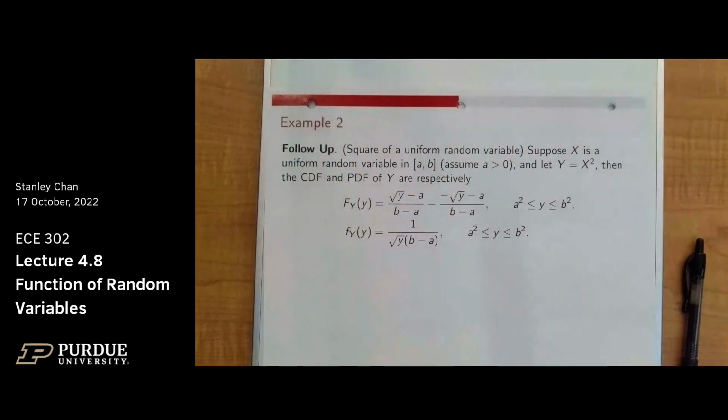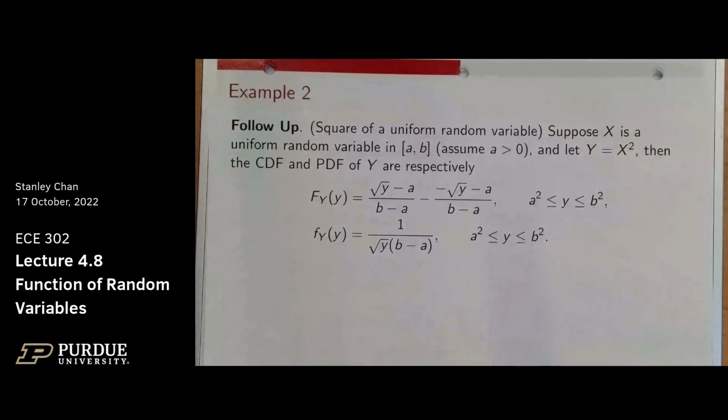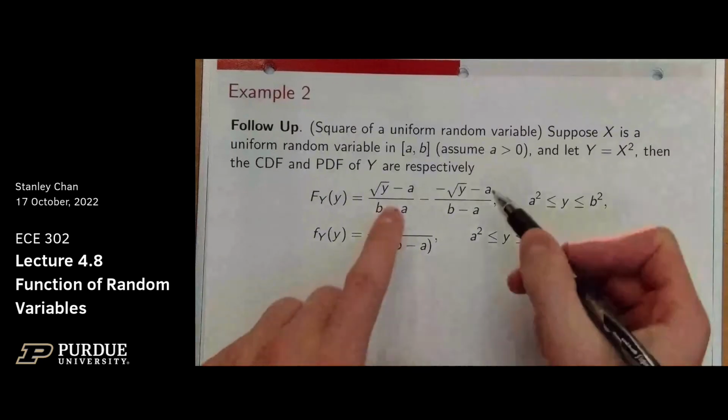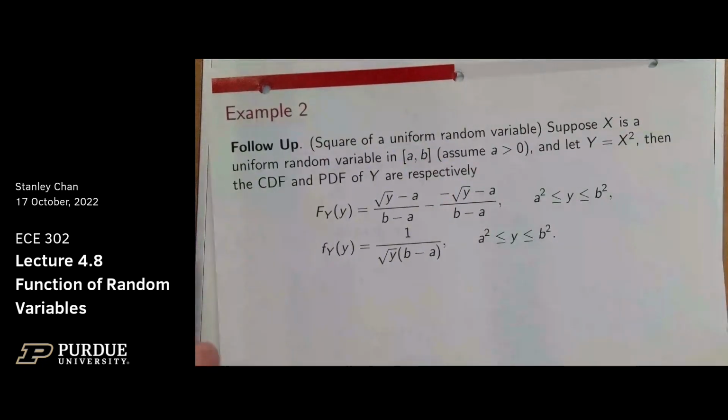Okay. Example 2. So we have a square of a uniform random variable. So suppose x is uniform in this interval AB, and you have y, which is x squared. Then you want to compute the CDF and the PDF of y, respectively. So you end up with these final results here. Maybe we should derive it as a group to see how we got there.